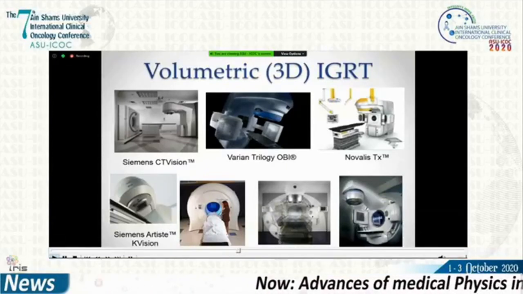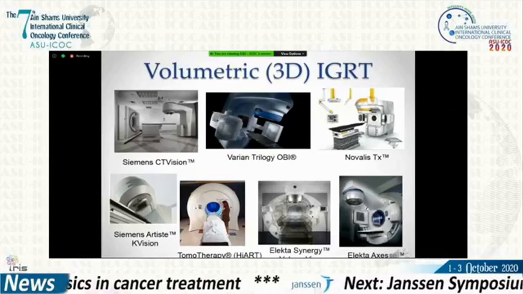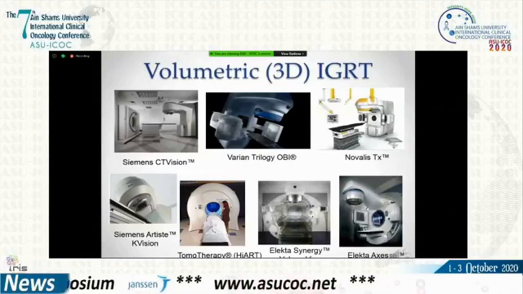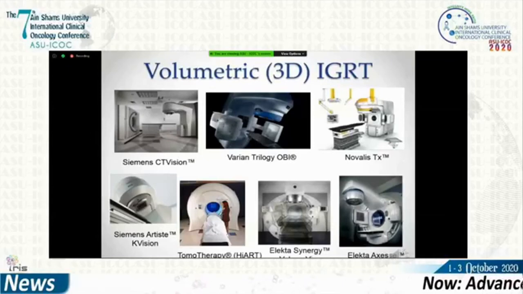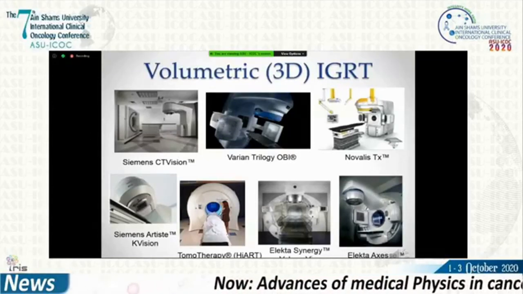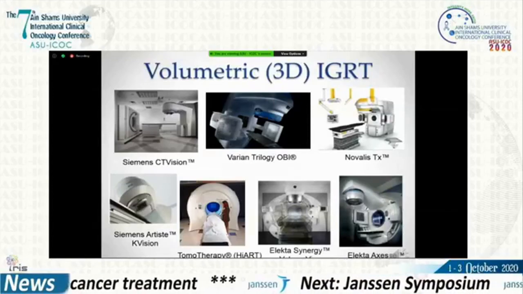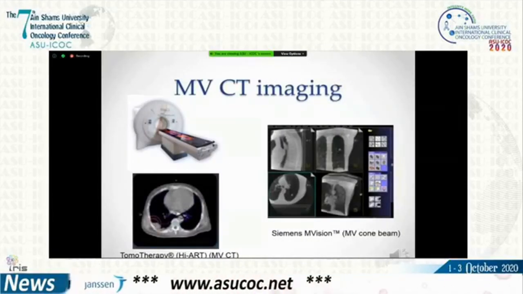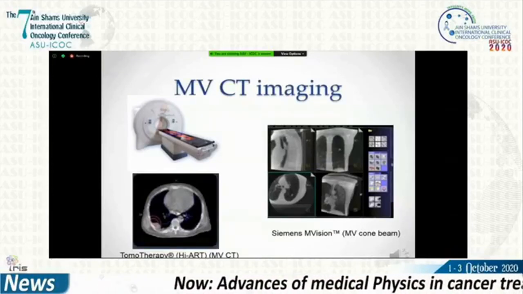There are once again different options for volumetric 3D image guidance. Siemens CT Vision, CT on rails with linear accelerator machines. That's the old Varian cone beam scanners, both cone beam scanners, and Novalis, Artiste, and tomotherapy HiArt, Elekta Synergy, Versa, and Axesse have the same volumetric options as 3D image guidance. The megavoltage imaging technology, including MVision like the Siemens, and tomotherapy is now on the market.